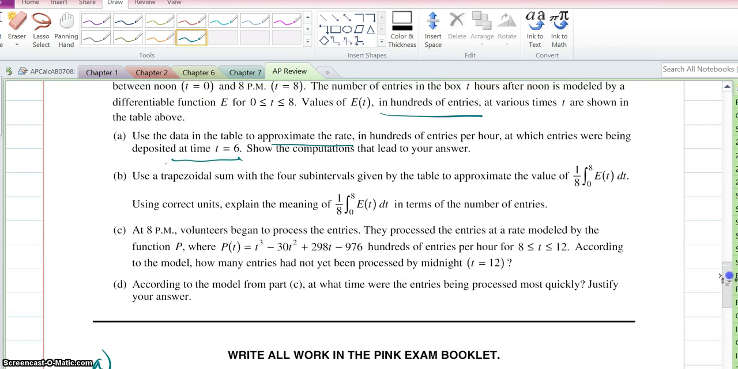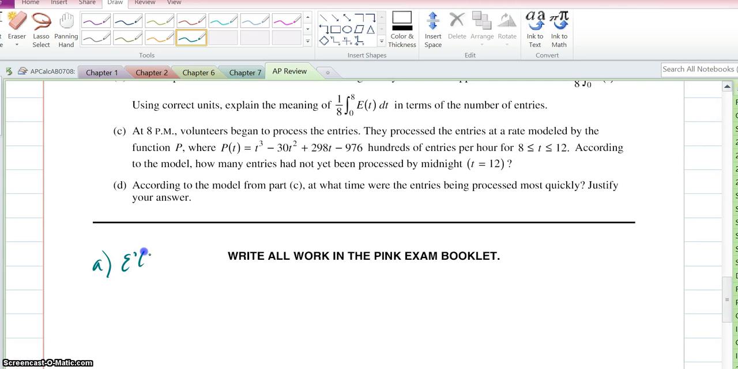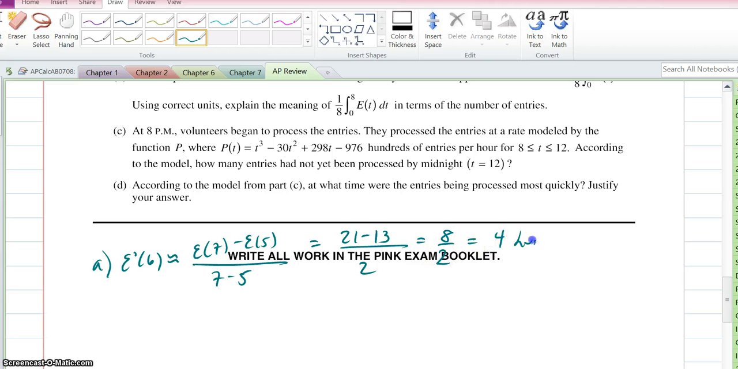So usually we'd take the derivative, but we don't have the derivative. We can't take the derivative function. So what we're going to do is take the points surrounding 6, which are those two, and then just do an average rate of change to estimate that derivative. So if we're trying to estimate E prime of 6, we're going to use average rate of change. So we're going to take E of 7 minus E of 5 all over 7 minus 5. So E of 7 is 21 minus E of 5 is 13 all over 2. You get 8 over 2, which is 4. So it's going to be 400 entries per hour is our average rate of change. And again, that's going to approximate the instantaneous rate of change.